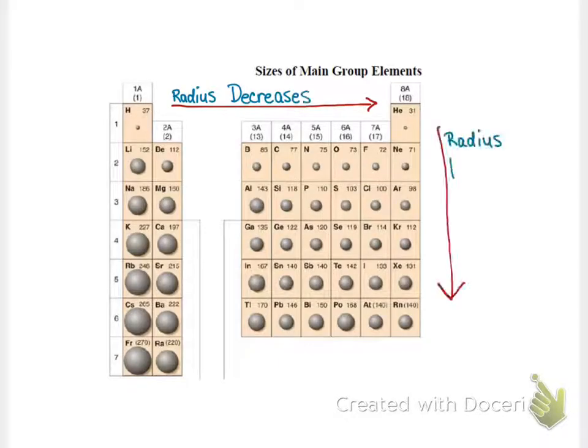So this is a summary of the main group elements, the A group elements. And you can see going across, it gets smaller as you go across. So the noble gases would definitely be the smallest in their period, and the alkali metals would be the largest in their period. There's a really big difference. Lithium is on this end, and then going all the way over, neon is on the right side and much, much smaller. And then as you go down a group, the size always gets bigger.